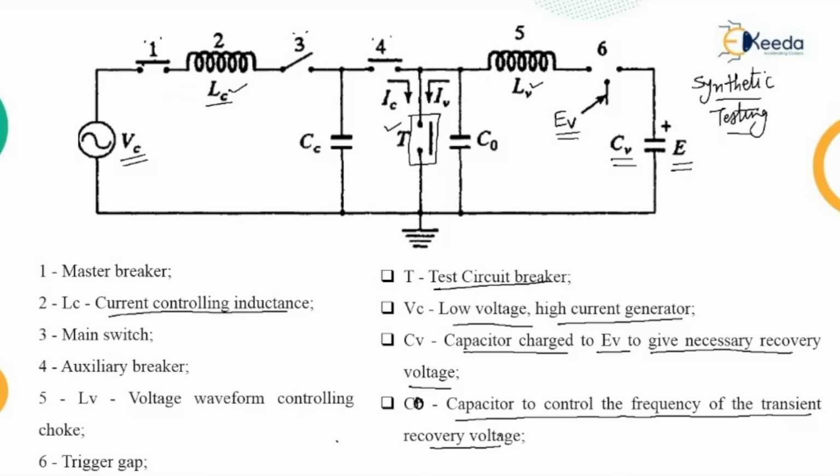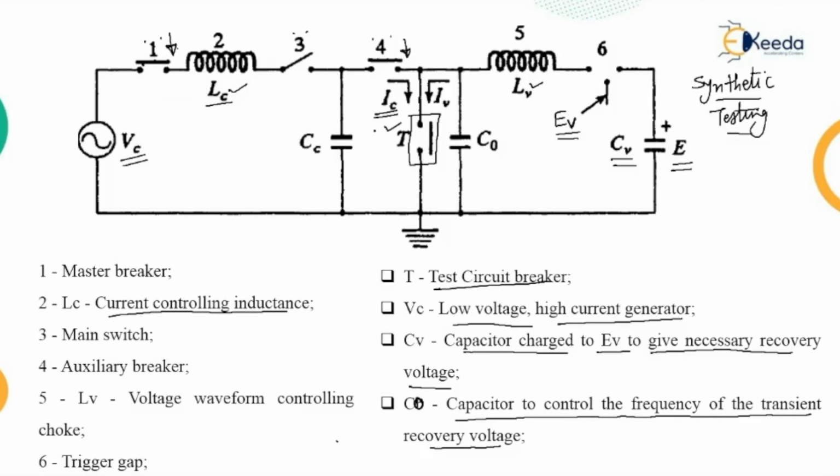So with the auxiliary breaker, that is 4, and the test breaker T closed. So this is closed. The closing of the making switch 1, that is master breaker 1, causes the current to flow in the test circuit breaker. So that current is represented as IC.